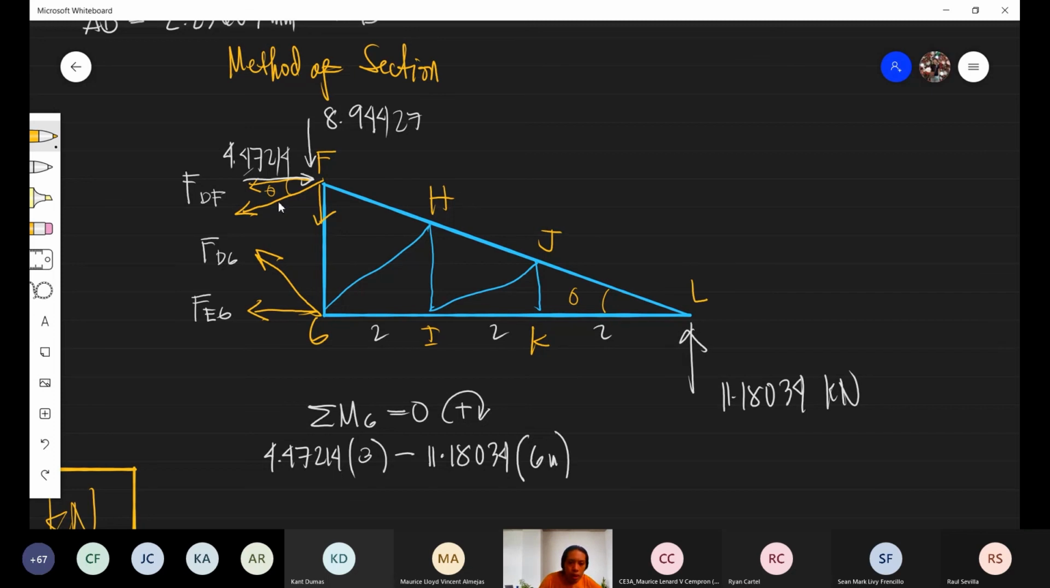Minus, because the moment of the x component of DF is counterclockwise, and we are taking clockwise as positive. So minus FDF cosine theta times the moment arm of 3. This is equal to 0.